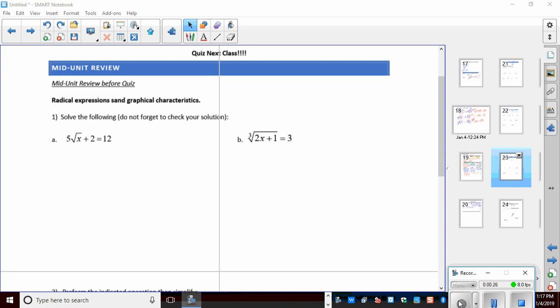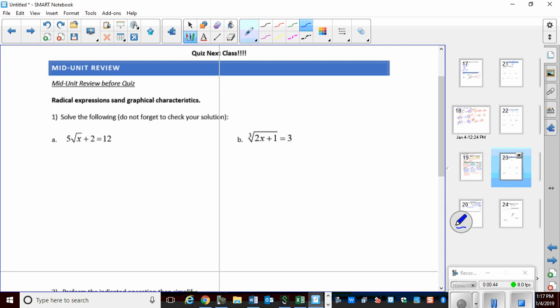But for this review, for next class, when you're solving for radicals, you're going to be doing radical expressions and graphical characteristics. So when you're solving for radicals, your goal is to get this term by itself. So that means I'm going to subtract 2 on both sides. Okay, so goal, get x by itself.